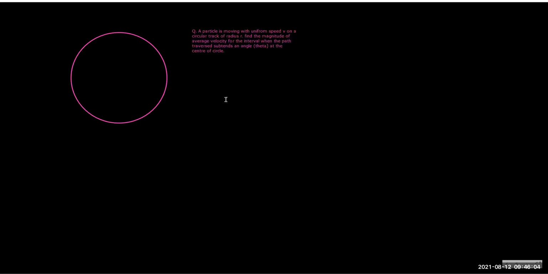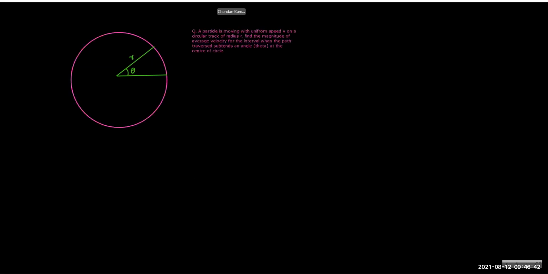You can read this question first. The idea is simple. You are moving on a circular track. Let's say you begin somewhere, and you traverse some distance on the track. You come here, and this angle is theta. This is r. Your speed is constant. So what is the average velocity for this journey? That is the question. Can you solve this question? At least try.